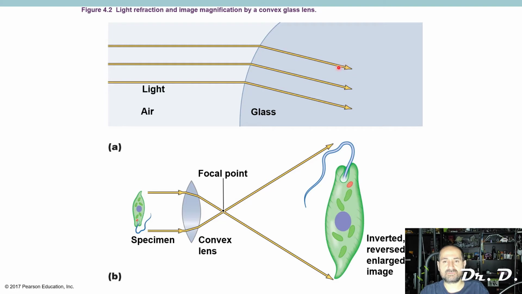Again, you don't need to know this from my class, but what you do need to know is that light bends when it strikes glass at an angle, and it bends towards this normal. And when light bends, it magnifies the image, right? It magnifies the image, and the image is going to be inverted and reversed and enlarged to your eyeball.